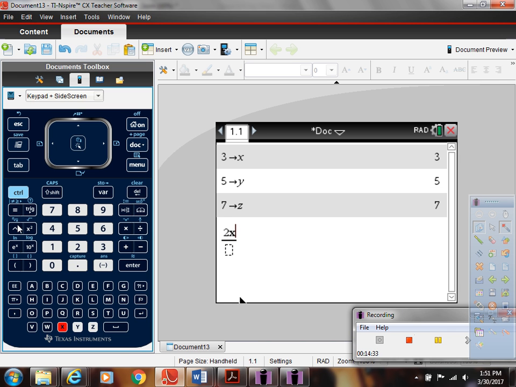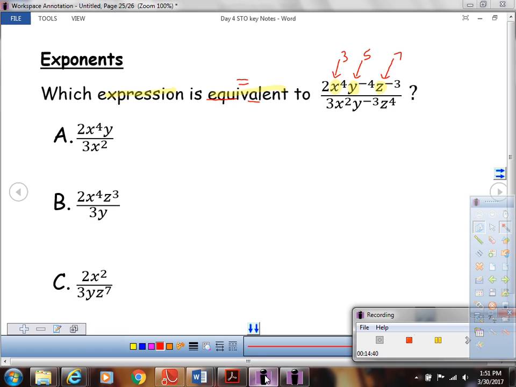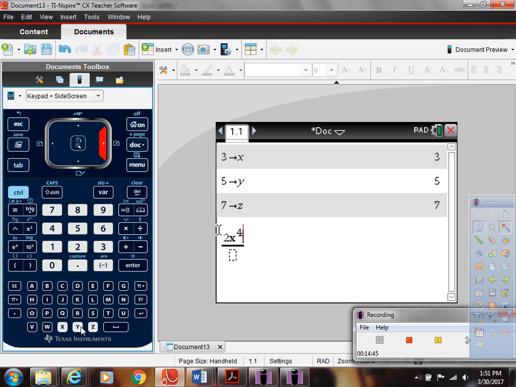No, it's going to do it for you. That's why you're doing the store options, because it will do all of that for you. You just need to type it in. So 2x to the 4th, and then y to the negative 4th. And then Z, you have a question? Always do that like that.